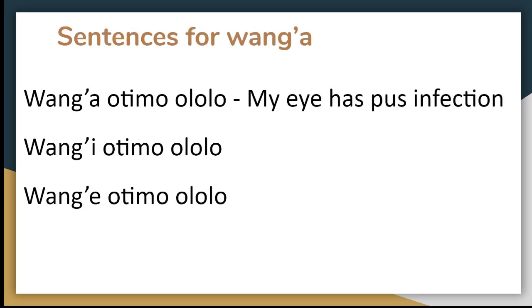In a sentence, wanga otimo ololo. Now, ololo is a pus infection, the one you wake up in the morning and you find pus on your eyes. It's called ololo. So, wanga otimo ololo. Wangi otimo ololo. That means your eye now. Wange otimo ololo. His eye. Beautiful.